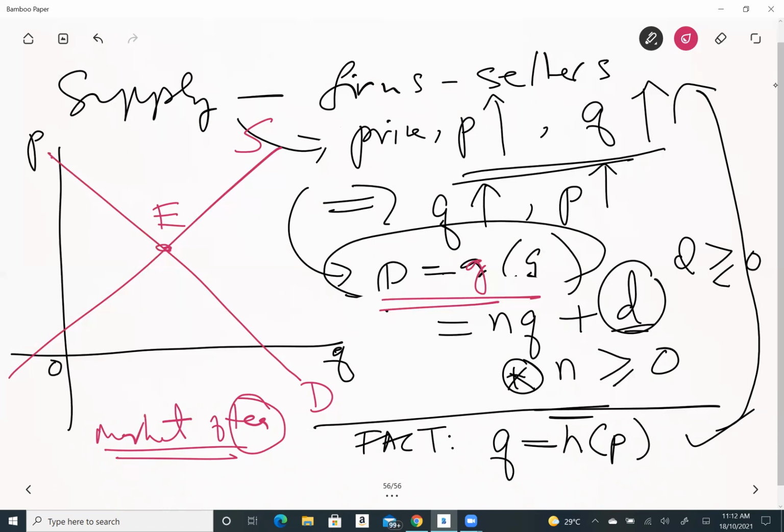The interaction between supply and demand will determine the equilibrium. So I have Q star and P star. Okay. For market equilibrium, the condition will be demand equals supply.